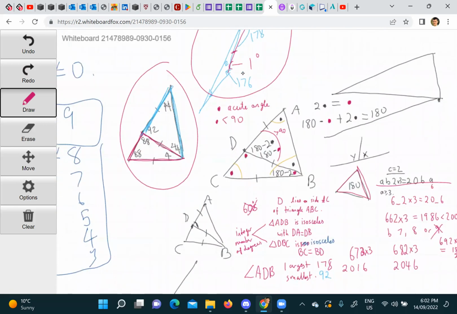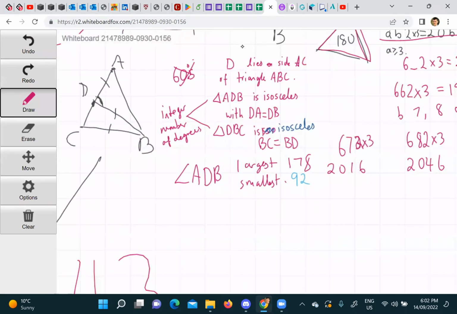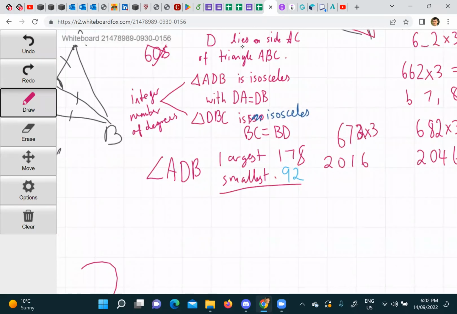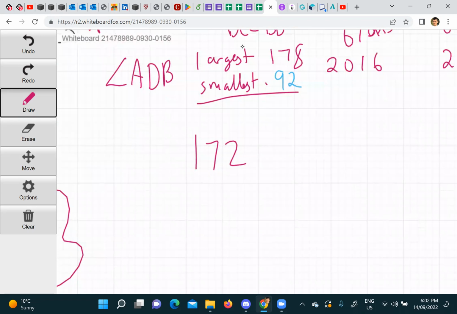Okay, and then what is the difference between 178 and 92? I understand you've been here since 4, so some of you are quite dead, so this might be a good place to finish. So what's the difference between 178 and 92? Come on, year 3 people, tell me what 178 minus 92 is.